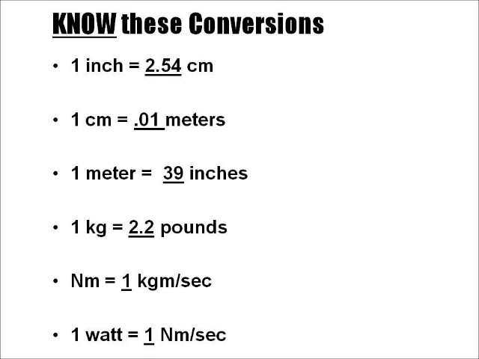So here they go. 1 inch equals 2.54 centimeters. 1 centimeter is 0.01 meters. 1 meter is 39 inches. 1 kilogram is 2.2 pounds. 1 newton meter equals 1 kilogram meter per second. And 1 watt equals 1 newton meter per second.